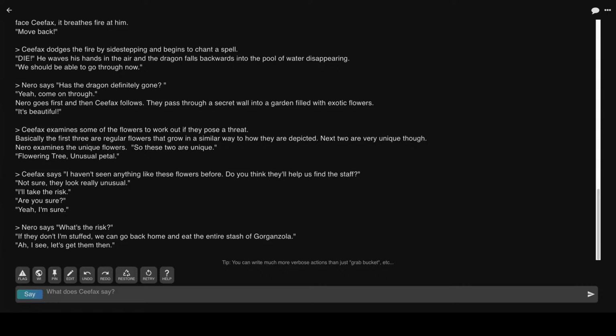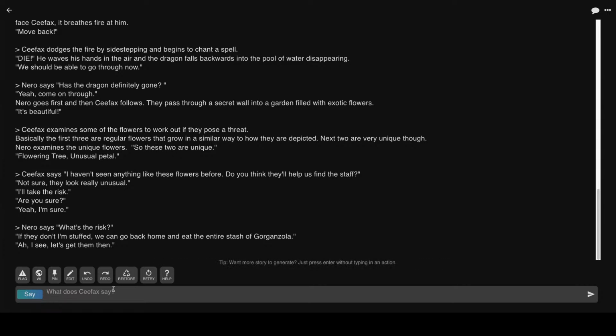Okay, so the AI is starting to struggle, I think, with what it needs to say next. And it's remembered about the gorgonzola from earlier, which is quite interesting. It's not sure. They look really unusual, so we don't know whether that'll help us find the stuff or not. I'm sure Ceefax is sure that he's going to take the risk. I think so, yeah. The risk.